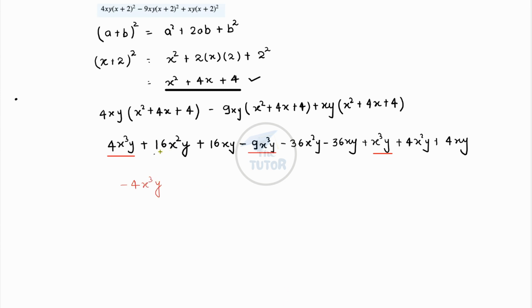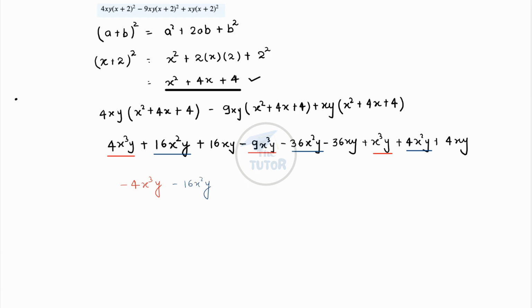Like here, 16 was with x square and y. Where else do we have x square and y? Here, negative 36, and x square y is here as well. So now 16 x square y and 4x square y is 20 x square y. 20 x square y minus 36 is again minus 16 x squared y.